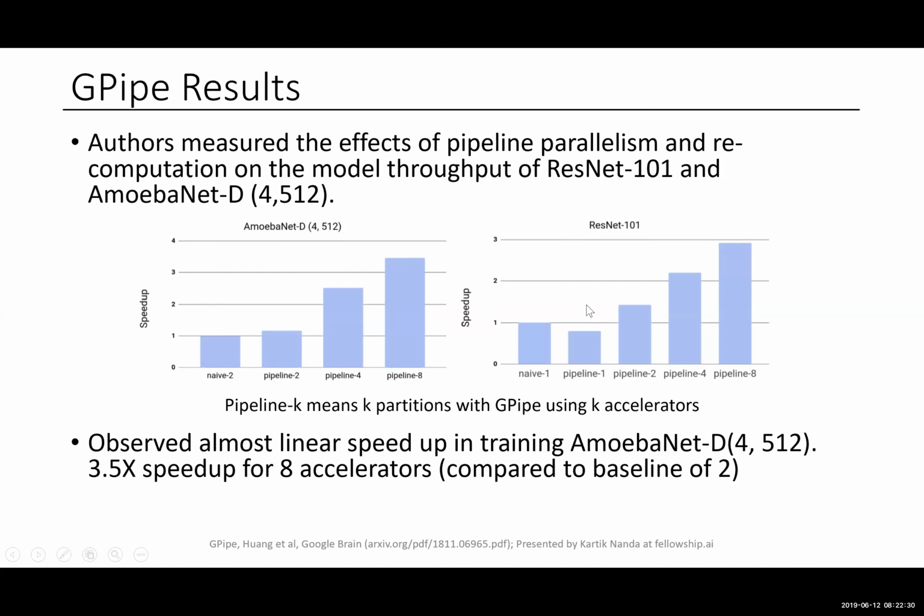And the reason for that is there is overhead associated with actually using multiple accelerators. There are multiple different overheads, and I'll talk about that in the next slide. But the overhead for a smaller model like ResNet is a higher percentage than the overhead for a much larger model like AmoebaNet.